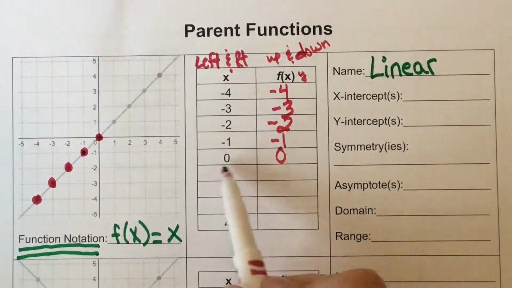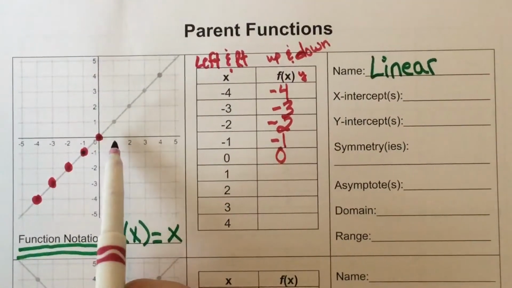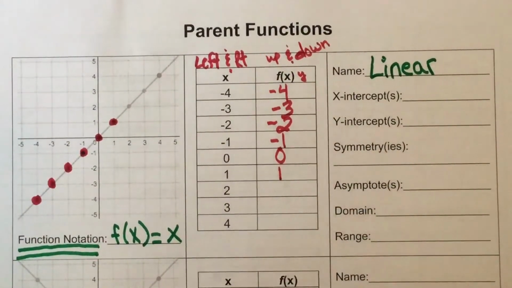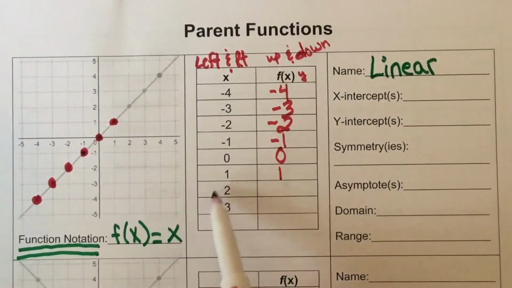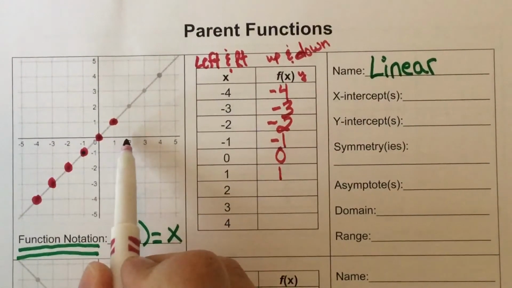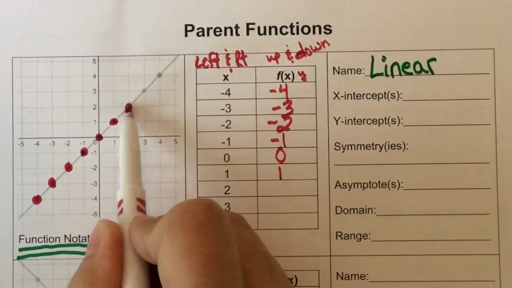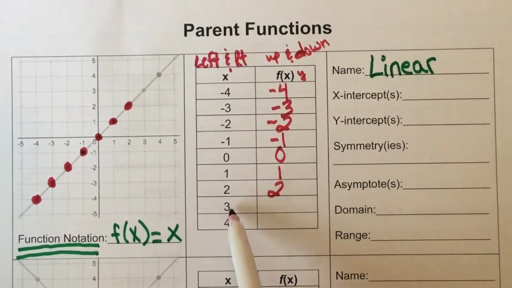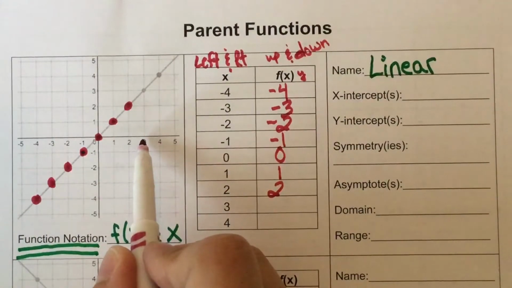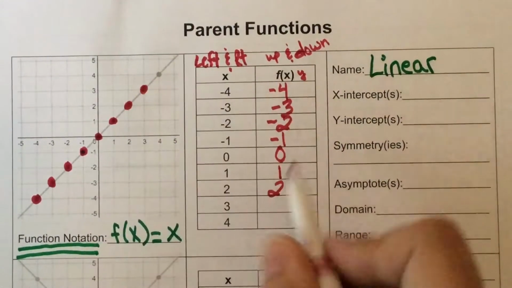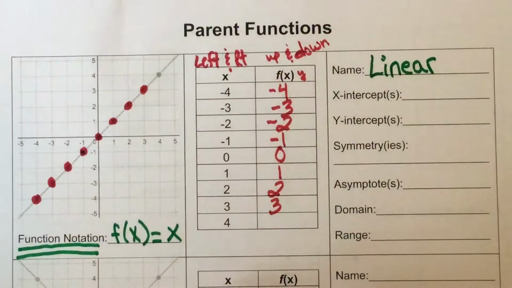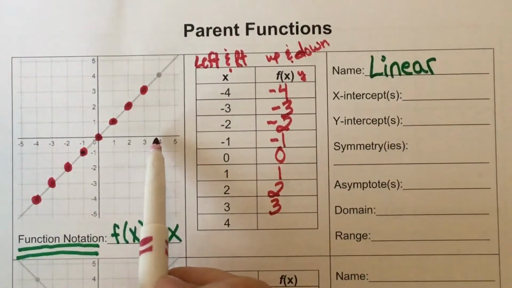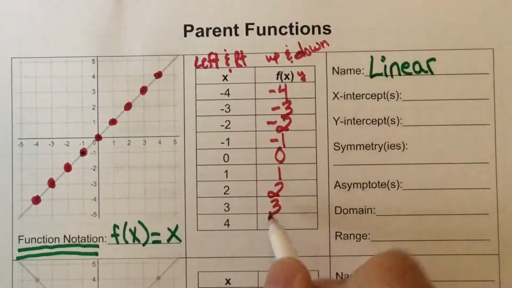Okay, when my x is a +1, that means I go right 1. Well, I have to go up 1 to hit the graph, so my y is a +1. When my x is a +2, that means I have to go right 2, and I have to go up 2 to hit the graph, so that means my y is a +2. And then when x is 3, I go right 3, and I have to go up 3 to hit the graph, so that means my y is a +3. And then when x is 4, you have to go right 4, and then you have to go up 4 to hit the graph, so that means your y is a 4.